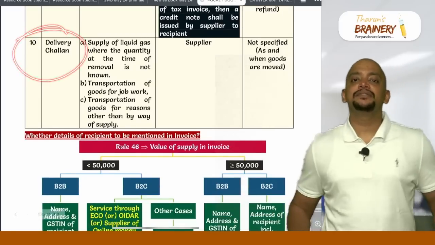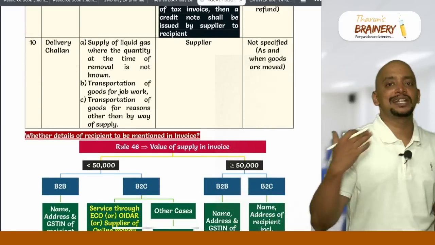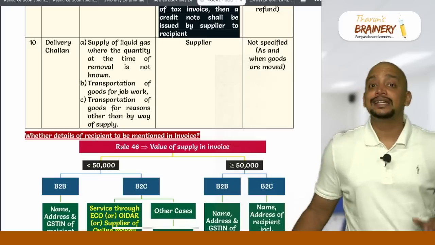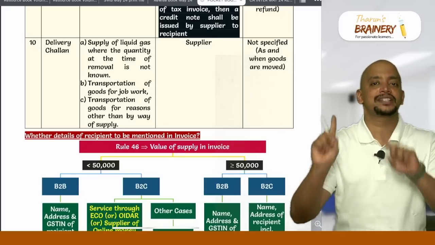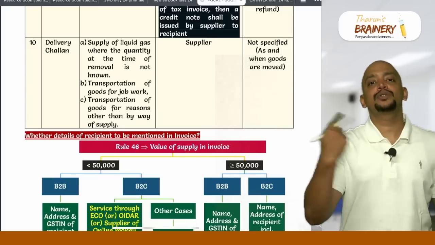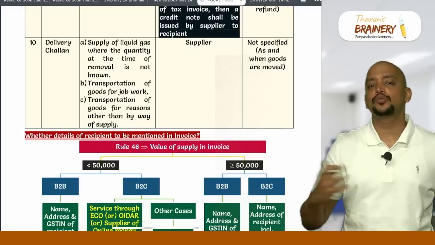So then, delivery challan. Who will be giving delivery challan to whom? The supplier will be giving delivery challan to the recipient whenever there is a transaction that involves movement of goods but it is not a supply. If it is a supply, anyhow a tax invoice is given. It is not a supply, but there is a movement of goods.